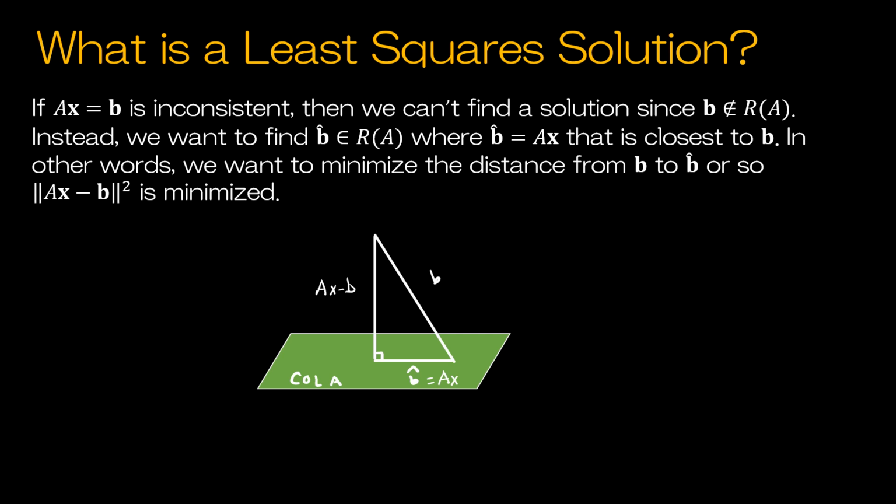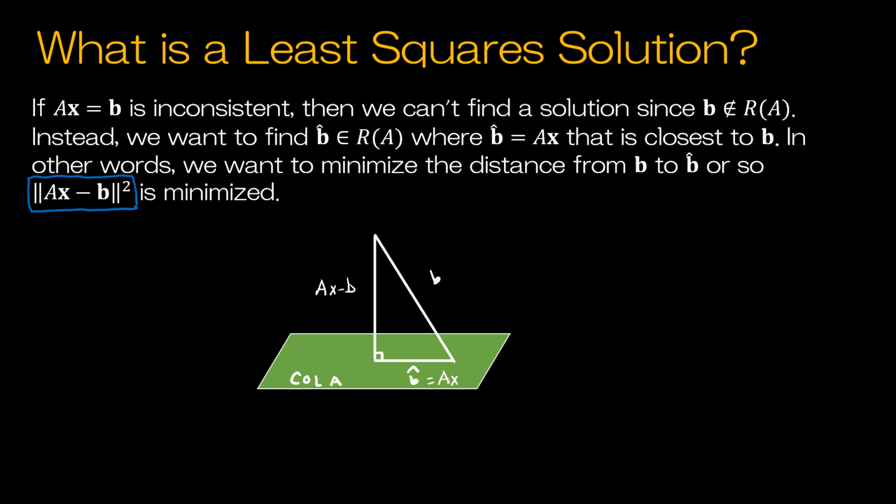It's not in the column space of A if we were to set up an equation. But we want to find just the very best estimate that we can. So think linear regression or quadratic regression and so forth. We want to find the best estimate. So what we're saying is we have an inconsistent system, but we want to find the solution that minimizes the distance between Ax and b.